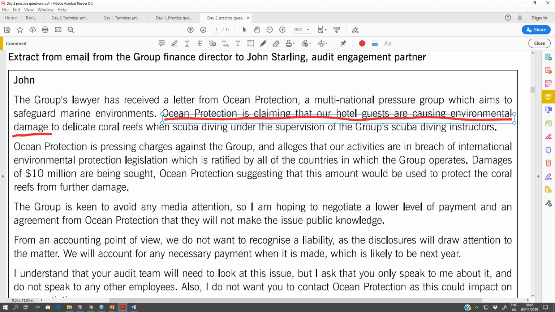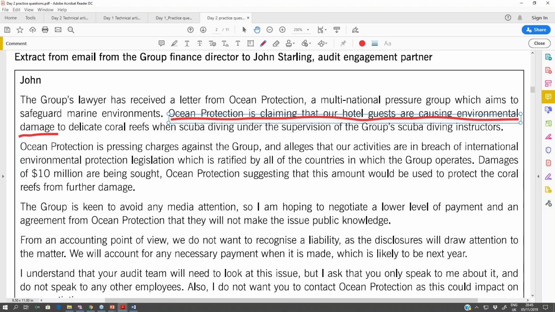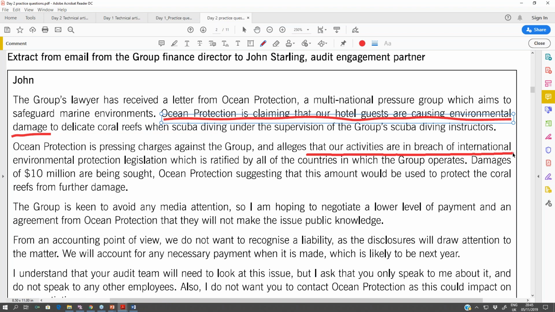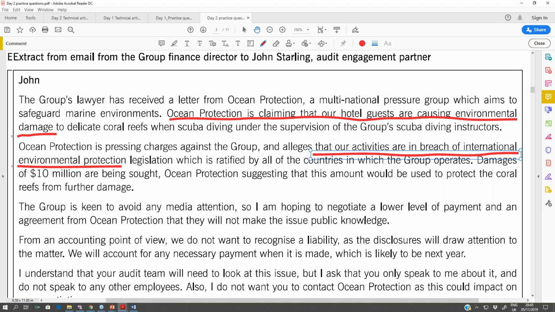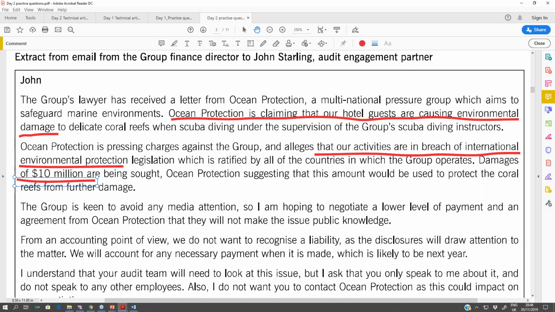Ocean Protection is pressing against the group and alleges that our activities are in breach of the international environmental legislation. So the pressure group is saying that our activities are in breach of the international environmental regulations. Damages of $10 million are being sought. So they think that we have breached the laws and regulations, we are not abiding by the environmental laws and regulations, and they want a penalty, damages of $10 million.